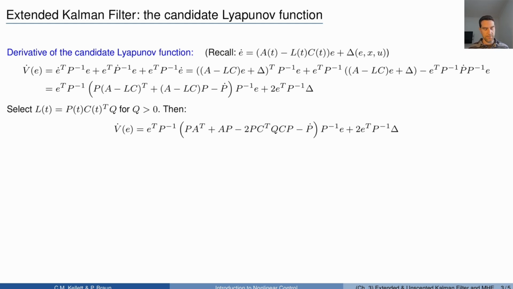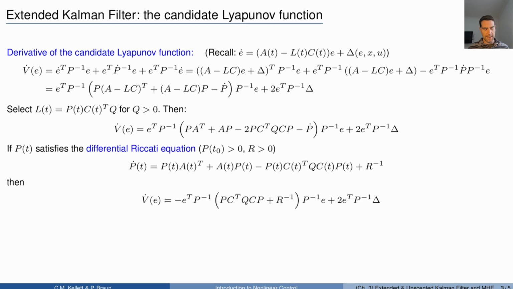If we use this expression in the expression up here, meaning we replace L, then the derivative of V can equivalently be written in the form here. And then we need to specify how to define P dot, and we are going to specify it in the way that it satisfies this so-called differential Riccati equation. So we have seen already the algebraic Riccati equation. Now here we're making use of the differential Riccati equation.